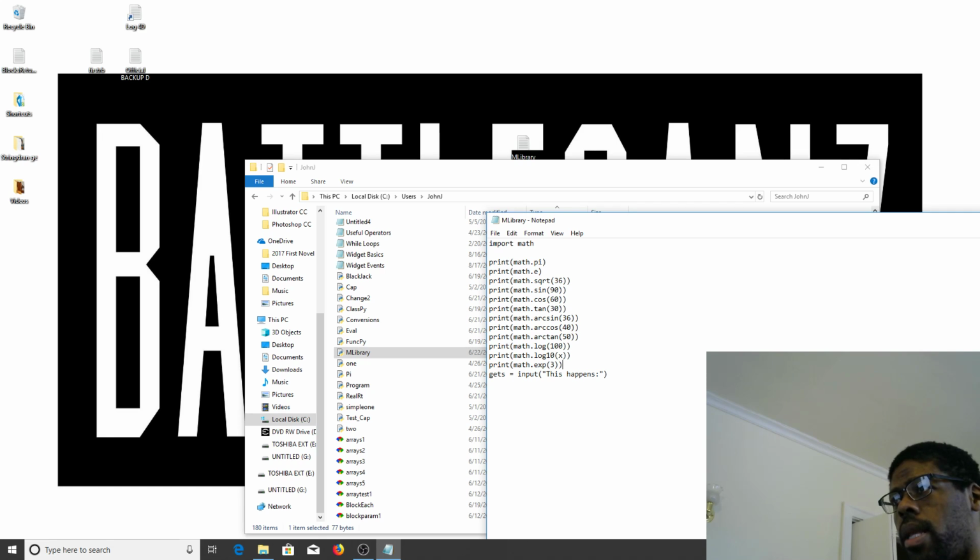Yeah. Okay, print. I guess it's e. I guess it's this e to the power of 3. I guess so. I'm not sure. So math.ceil. I'm going to put a floating point number 1.11111. Okay, and print math. Okay, sorry. Math.floor.